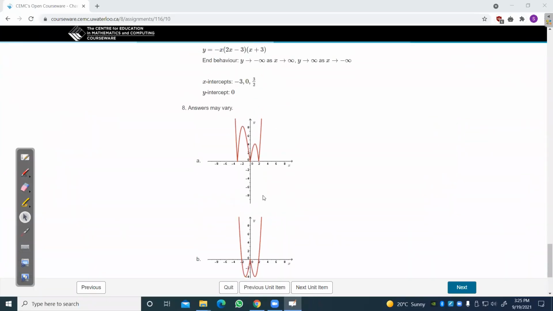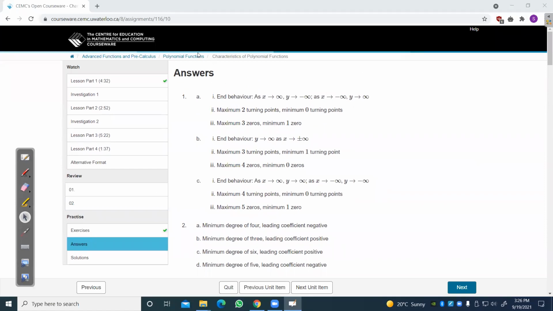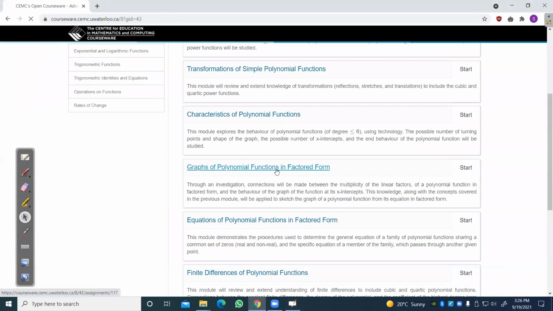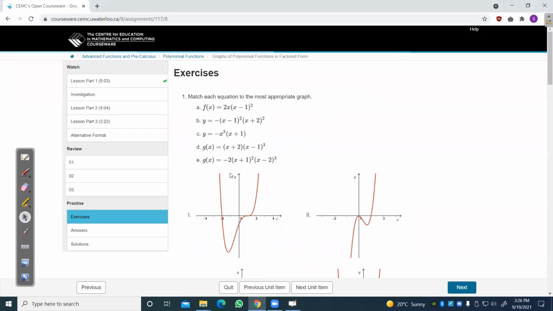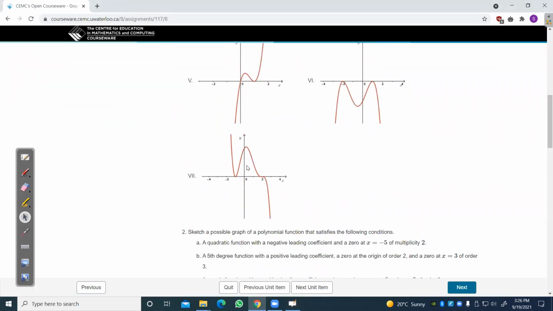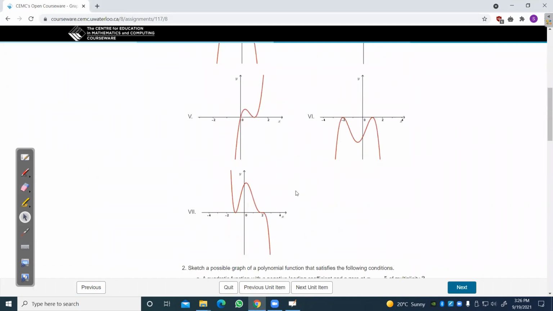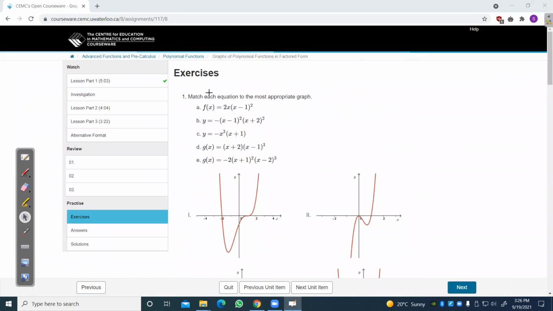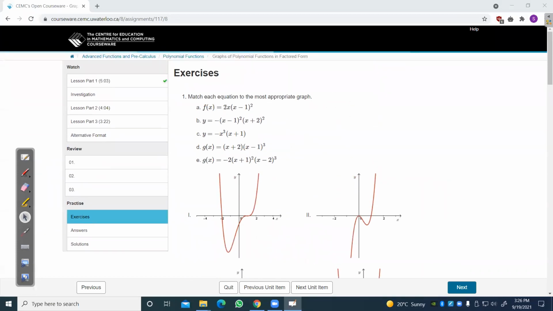Okay. I wanted to go to graphs of polynomial functions in factored form. That section. And just do random questions, like 1 to 5 first. Cool. There's a lot of them. Let's do one by one, because I don't have enough space on my page for all of this. Let's look at the first one.